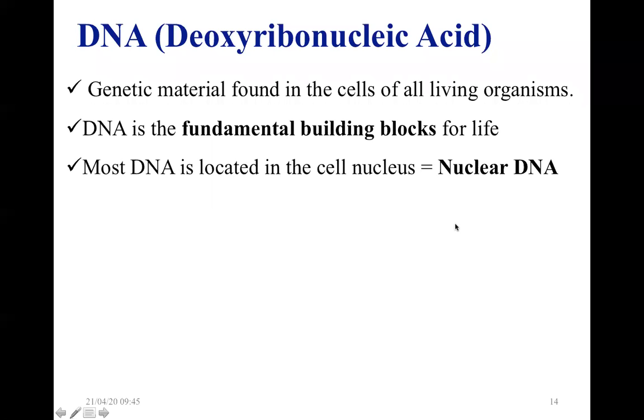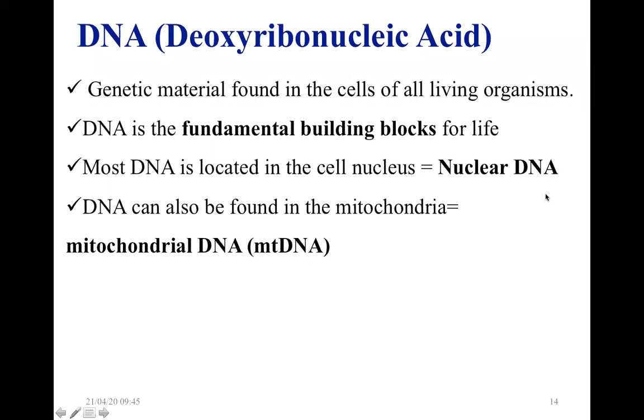Most of the DNA is located in the nucleus of the cell, so it is called nuclear DNA. DNA is also found in mitochondria, called mitochondrial DNA, which is circular in nature, which we have already discussed when we were discussing cell ultrastructure. Some amount of DNA is also found in chloroplasts, especially in plants, so it is called chloroplast DNA. Again, this chloroplast DNA is circular in nature.